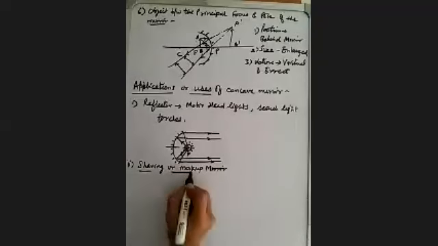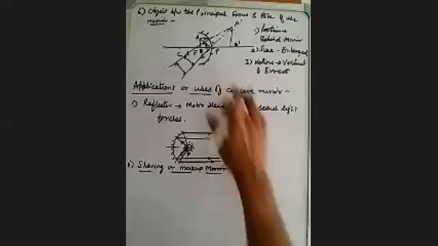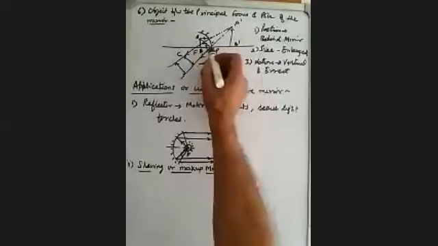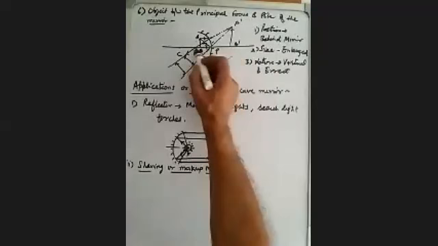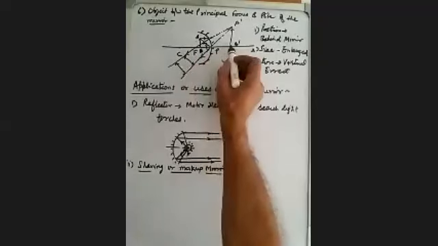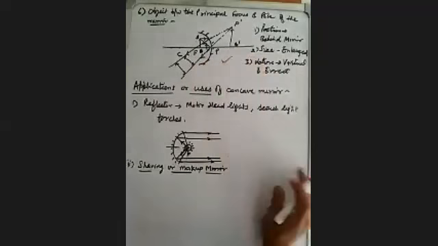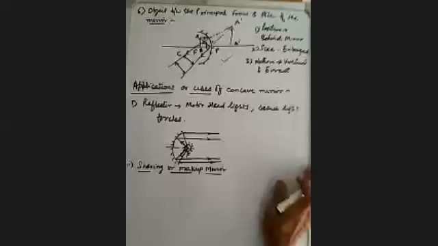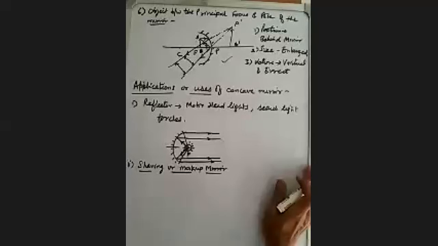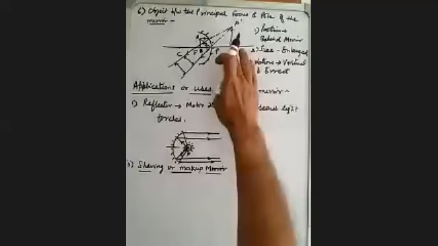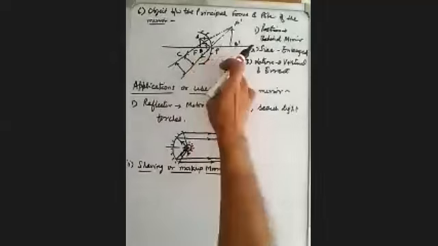So a shaving or makeup mirror is a concave mirror where the object is placed very close to the mirror, that is, between the pole and the principal focus. Then the image formed is virtual, erect, and behind the mirror, like the image of our face that we see in a plane mirror. The image is erect and also enlarged.